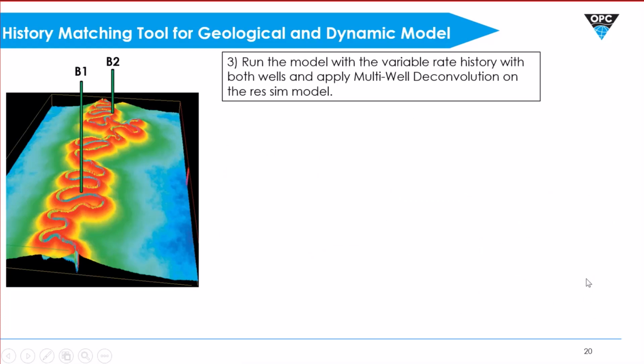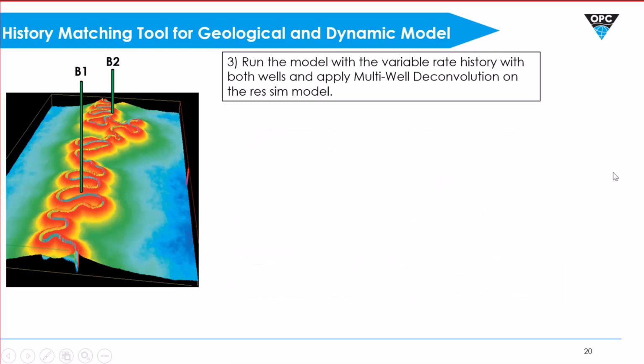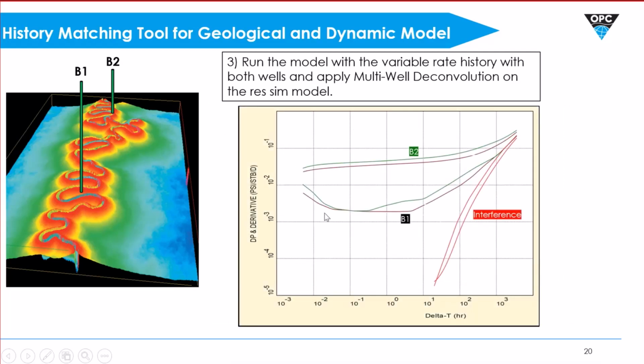Finally, just to validate all of this, you add in the two wells, you run them at the variable rate history, you simulate the pressures, you perform multi-well deconvolution, and these responses should now overlay the responses that you got on the observed pressure and rate data, multi-well deconvolution analysis.